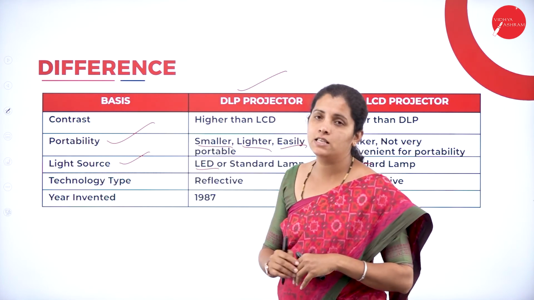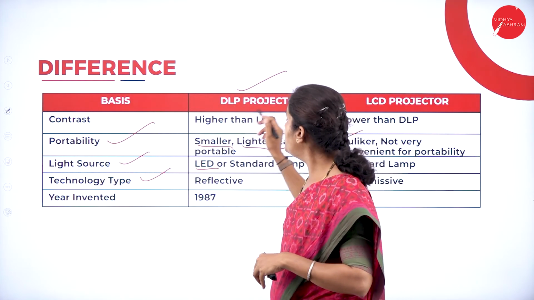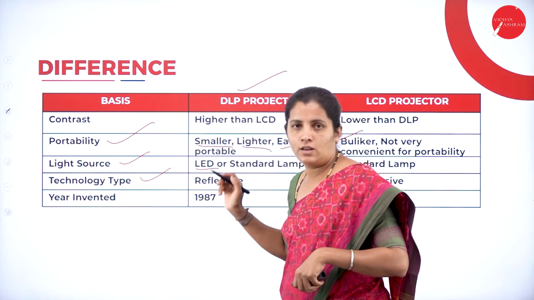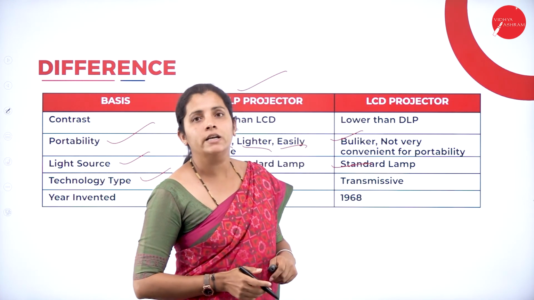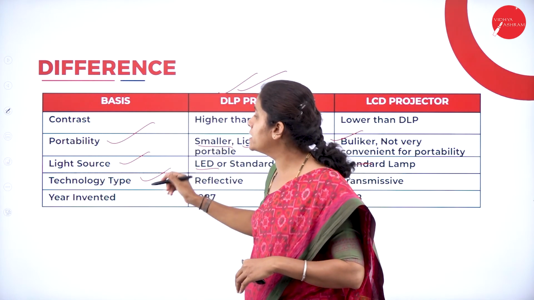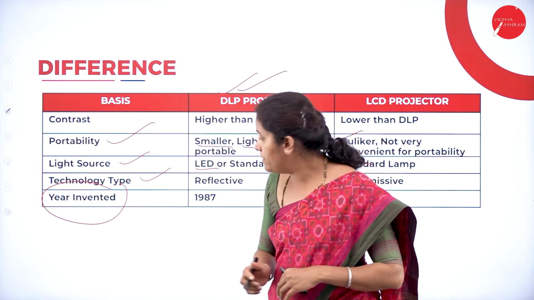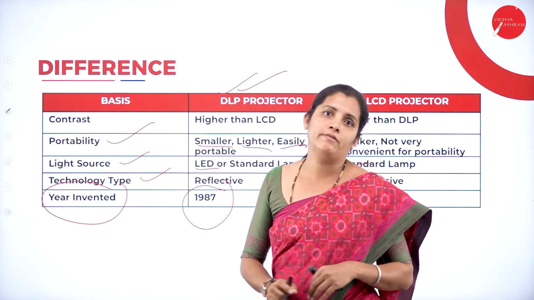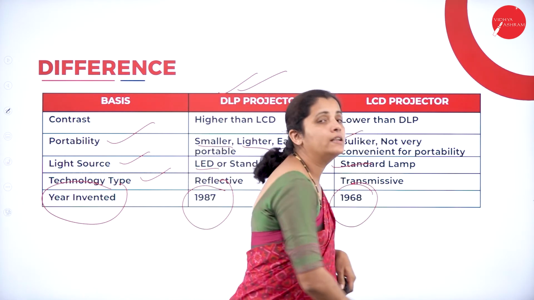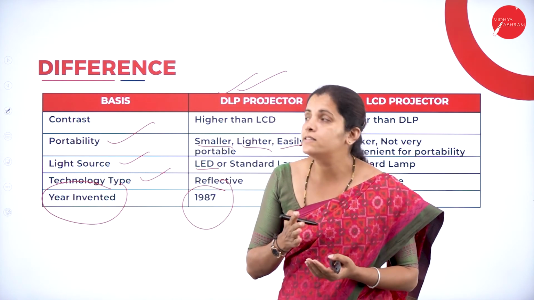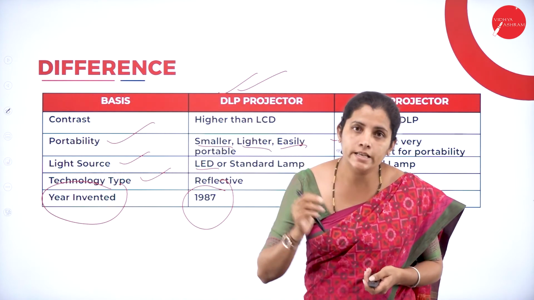The next difference with respect to technology type. Here, the DLP is reflective in technology, whereas LCD projectors are transmissive in technology. The next difference with respect to year invented. DLP was invented in the year 1987, whereas LCD projectors were invented in the year 1968. Dear students, these are some of the differences between DLP and LCD projector.